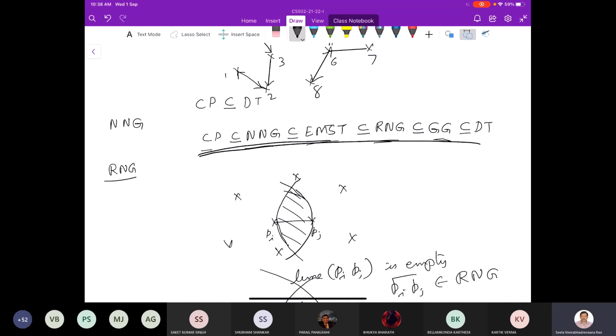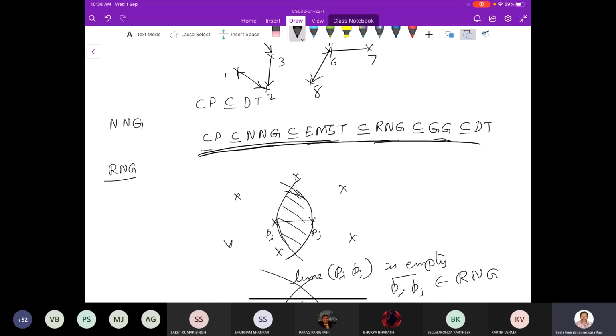Just have a look at all these definitions once again. This is generally not present in any textbook actually. So you can look at these definitions and their properties. And this is the hierarchy of some neighborhood graphs. There are many other graphs also.